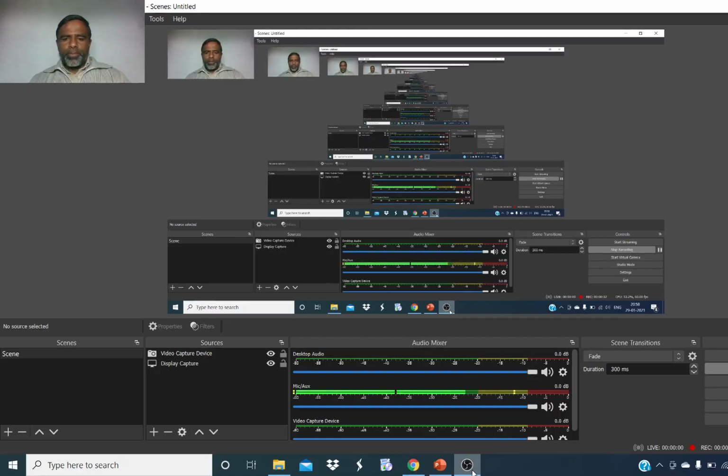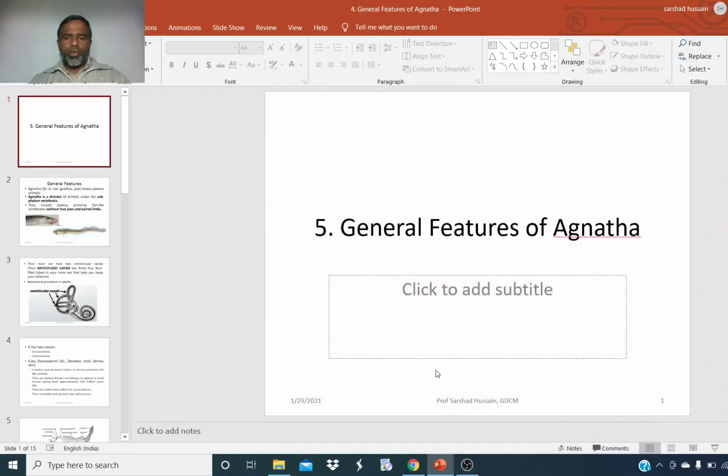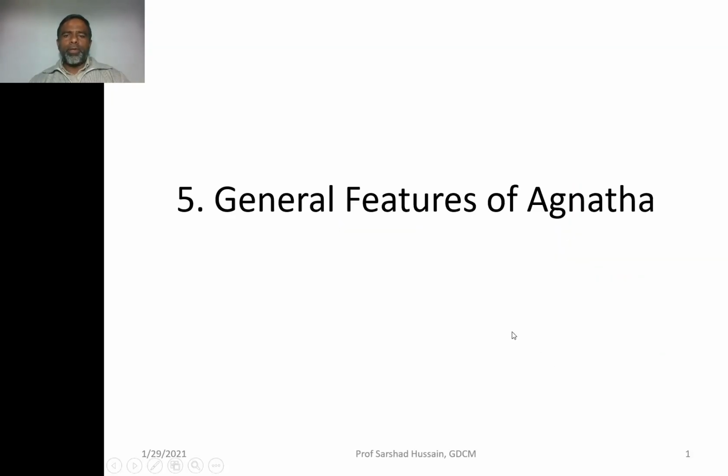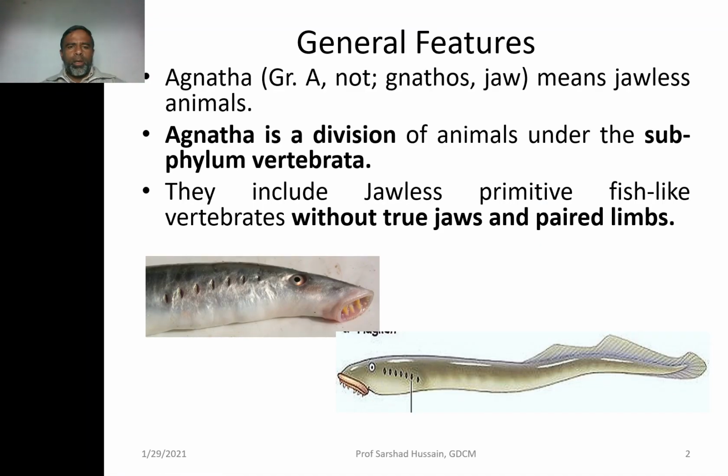Dear students, let us discuss another topic, that is general features of Agnatha. The word Agnatha is derived from two Greek words. A means not or absent, and gnathos means jaw. That means jaws are absent. So these are the jawless organisms.